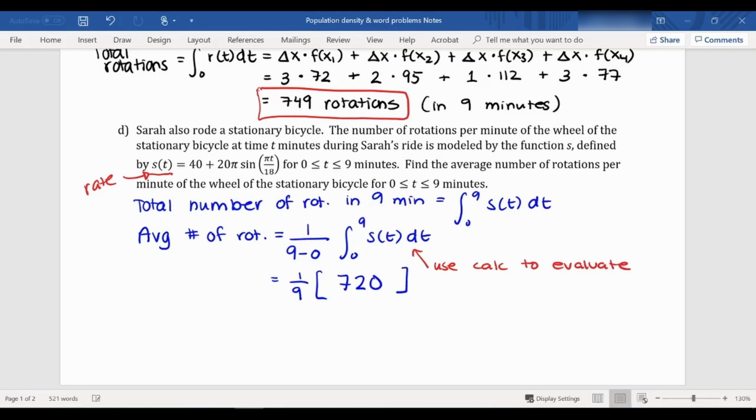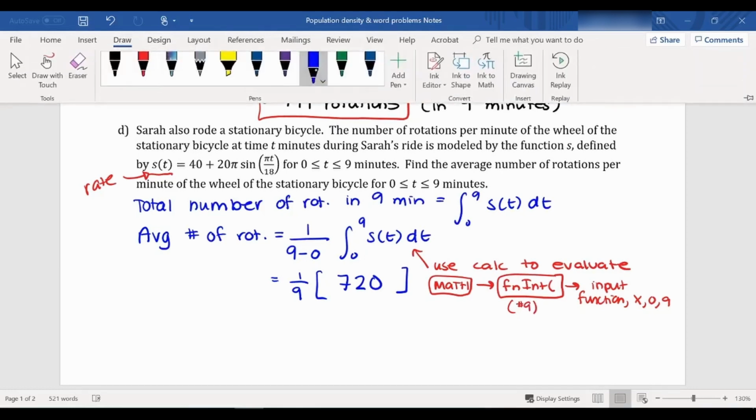Okay. So if I use my calculator, I'm going to go math, then down to fnInt. And then you're going to input the function, comma x, comma 0, comma 9, and then hit enter. Okay. So once I do that, I'm going to get 80.